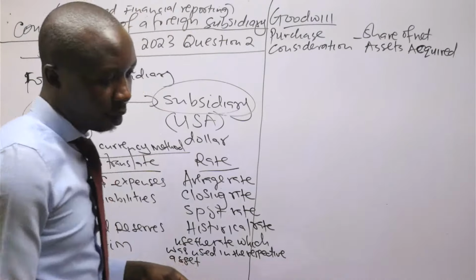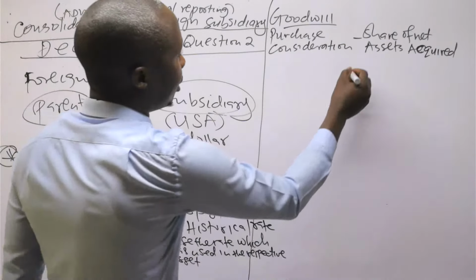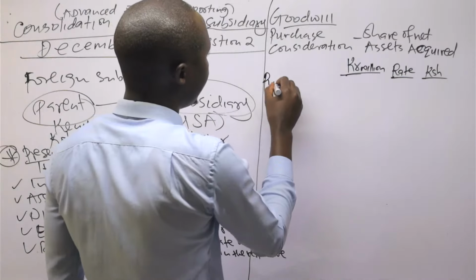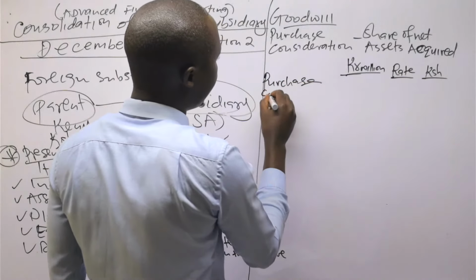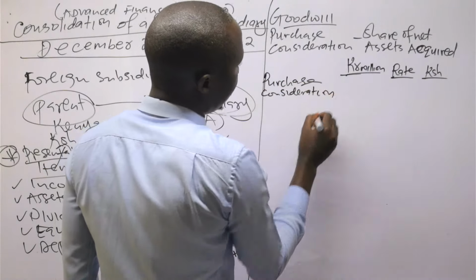Now the examiner needs you to do the goodwill of that relevant subsidiary, which is in krona. So the currency is in krona, but now he needs you to do it in millions. So you can write krona, then I will write the rate, then I will be able to get Kenyan shillings. So purchase consideration in krona, when this subsidiary was acquired.